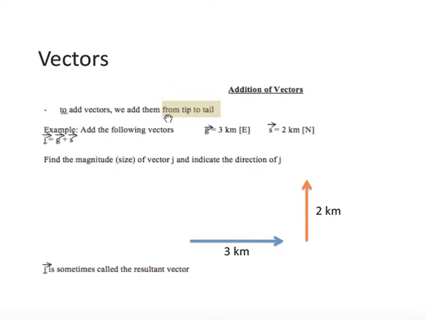So what does this mean, tip to tail? We add vectors, we connect them from tip to tail. Well, it means this. We know that this part of the vector is called the tail, and this is the tip. And for this vector, this is the tail, and this is the tip. So we're going to connect them tip to tail, tip to tail, like so.